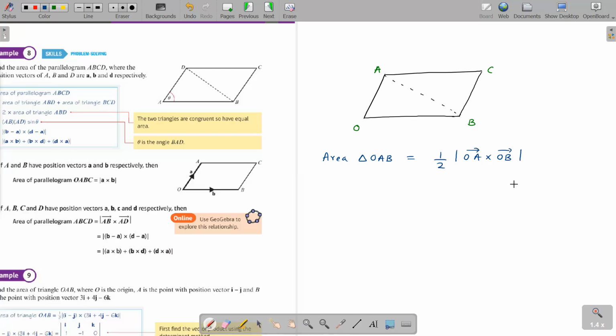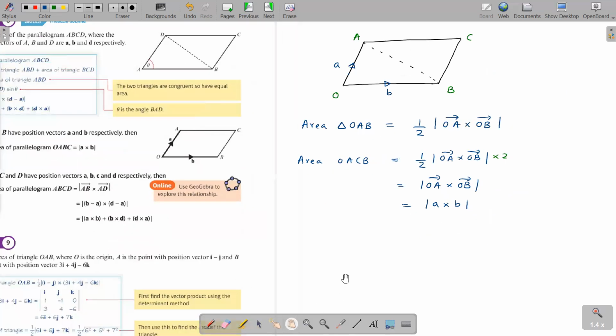OA cross OB, which means this is the area of the triangle OAB. Are you with me? The area of the triangle OAB is half modulus OA cross OB. And since it's a parallelogram, we need to multiply the area of a triangle by 2. So what's the area of the parallelogram OACB? We multiply half modulus OA cross OB by 2 because there are two triangles. The 2 and half cancel and you get modulus OA cross OB. And if OA vector is A and OB vector is B, I can say this is directly A cross B.